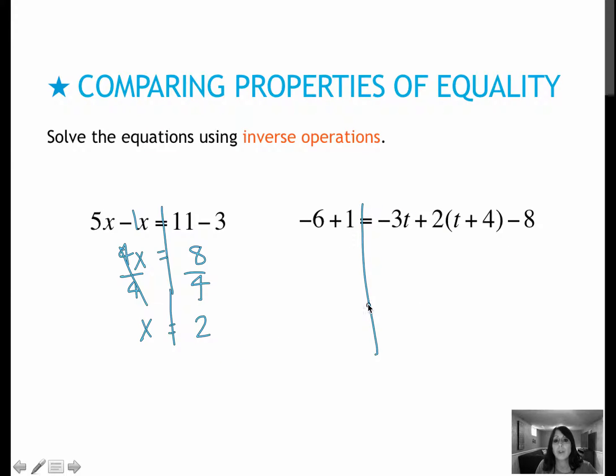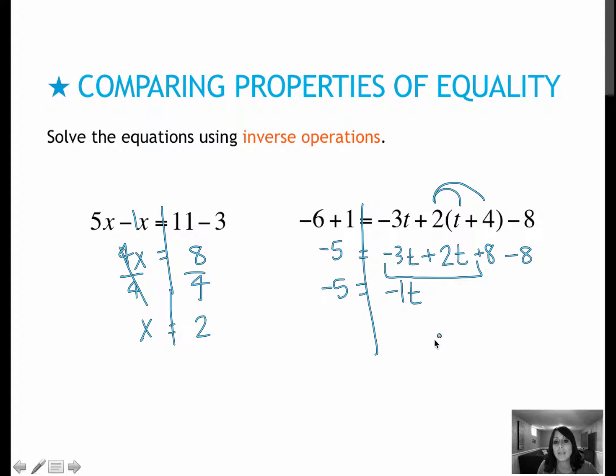And for my second question, negative 6 plus 1, those are like terms. They combine to negative 5. On the right side, I have to do some distributive property to get the parentheses out of my equation. So 2 times t is 2t, and 2 times 4 is 8. I'm doing a lot of recopying, and that's okay. Negative 3 and plus 2t combine together to negative 1t, or negative t.